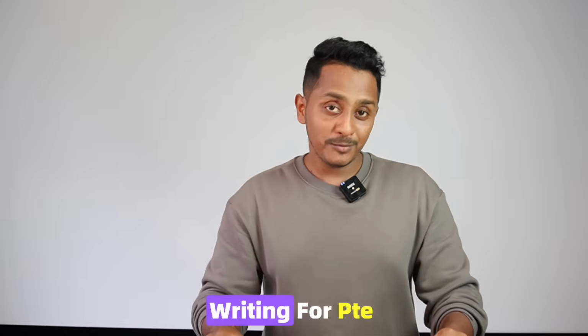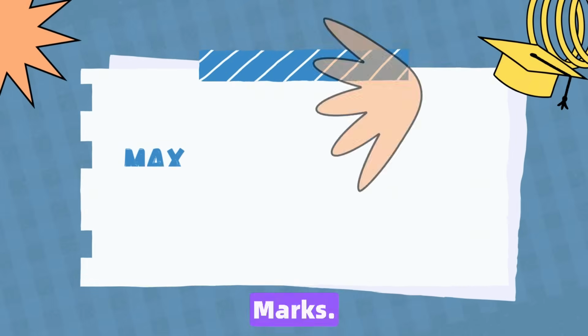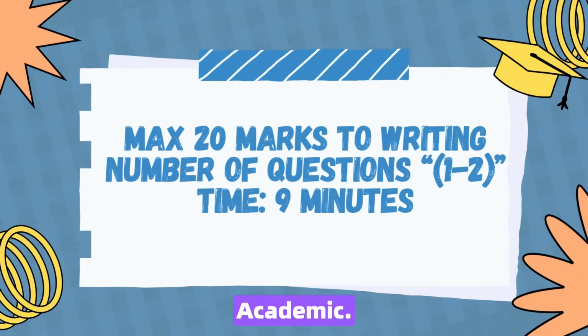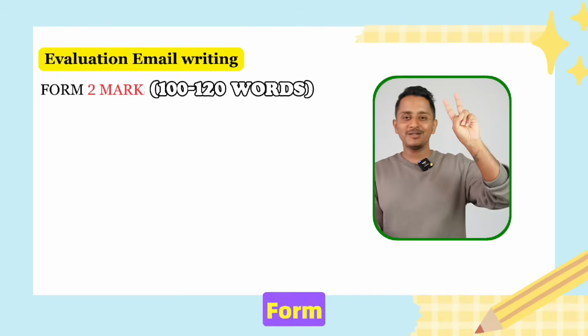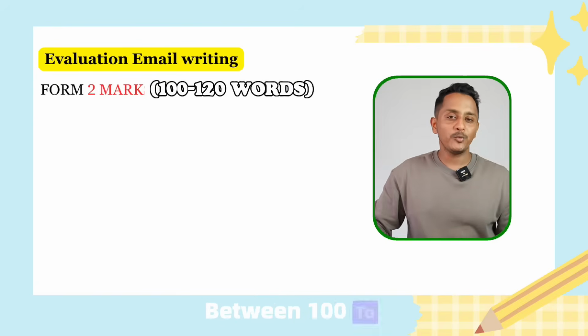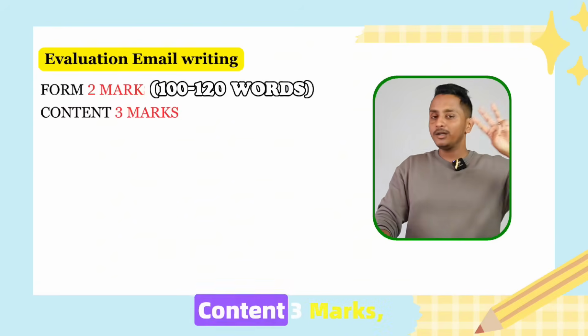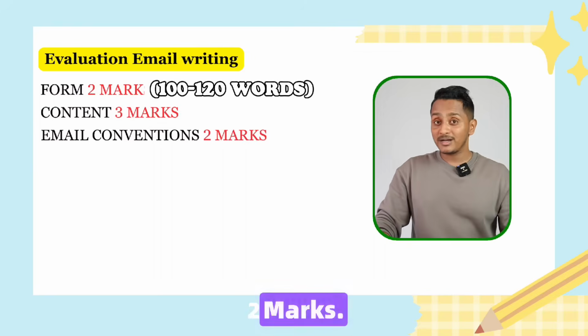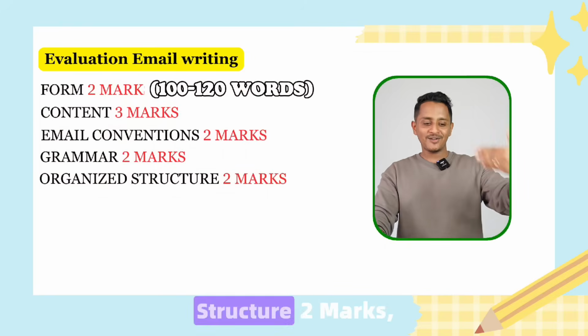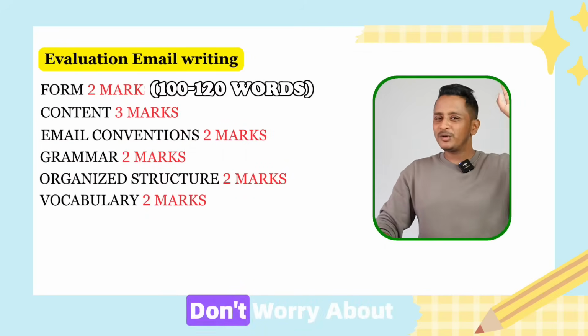Next is email writing for PTE Core. Max 20 marks, same as the essay for PTE Academic. Number of questions 1 or 2, but here it is not 20 minutes. It is just 9 minutes. And how are you evaluated? Form is 2 marks. You got to write between 100 to 120 words to be on the safer side. Content 3 marks. Email convention 2 marks. Grammar 2 marks. Organized structure 2 marks. And vocabulary 2 marks.